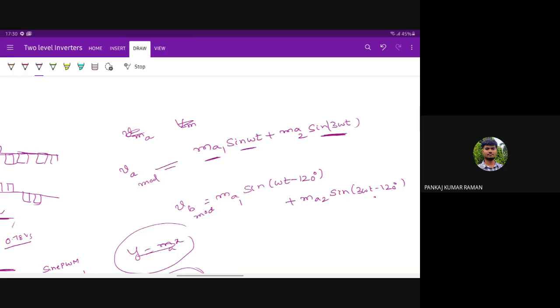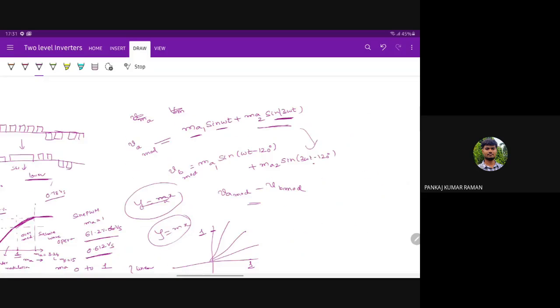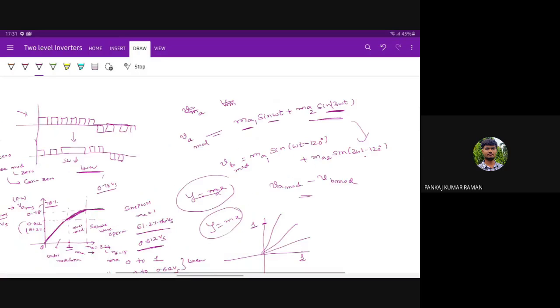Line voltage is the difference between these two phases. So when you do VA modulating signal minus VB modulating signal, obviously the zero sequence terms here and here will be cancelled. When you subtract these two waveforms, the zero sequence voltage gets cancelled. So line voltages are free from the zero sequence harmonics. They are present only in the phase voltage, but they will not exist in the line voltage. Clear?